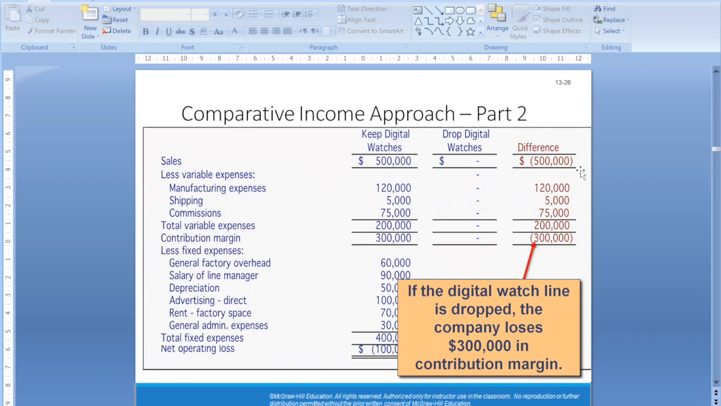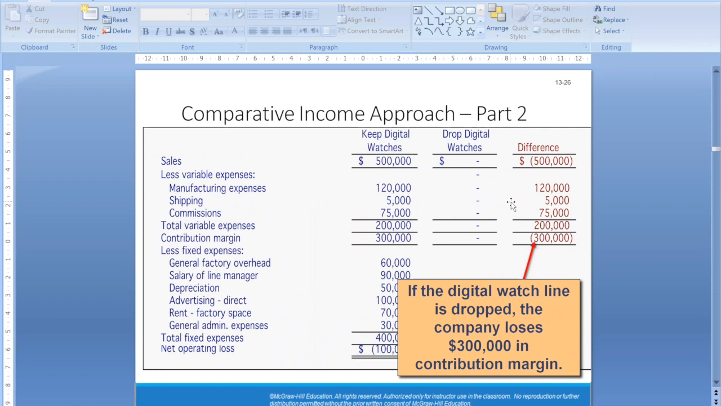Look at the comparative income statement in this slide. We do have in the first column the current situation, which is the income statement of the digital watch line. So we are losing 100,000 as a net operating loss.